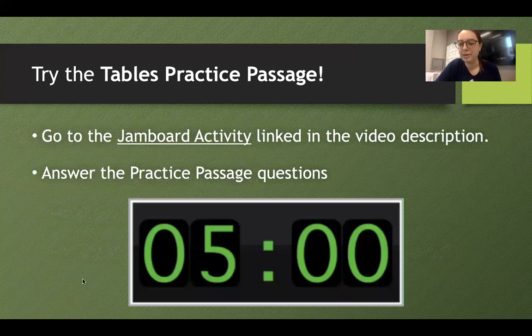What I want you to do now is open up the link in the video description, click on the Jamboard activity, and there's one practice passage that's very table heavy. I want you to try the practice passage, and then we will check answers after 5 minutes. Again, the link is in the video description for this Jamboard activity. All right, you have 5 minutes. I will start the timer now.